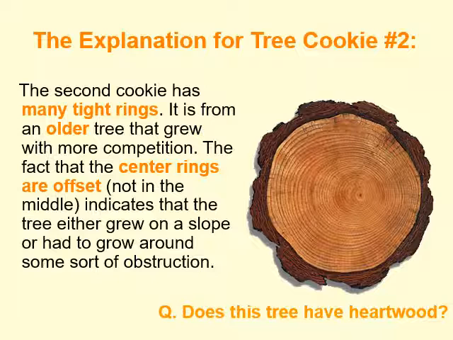Tree cookie 2 had more competition, so competing for those resources such as water, sunlight, or nutrients, or even space. So it didn't put on as much sapwood each year. Also, the rings are offset. Notice that this right-hand side is thinner than the left-hand side, and this indicates that it either grew on a slope or had to grow around some sort of obstruction.